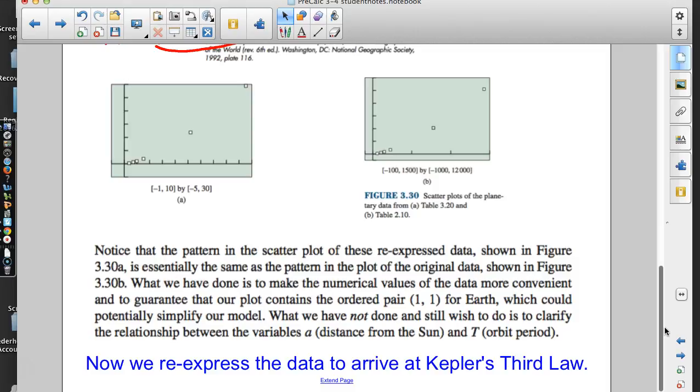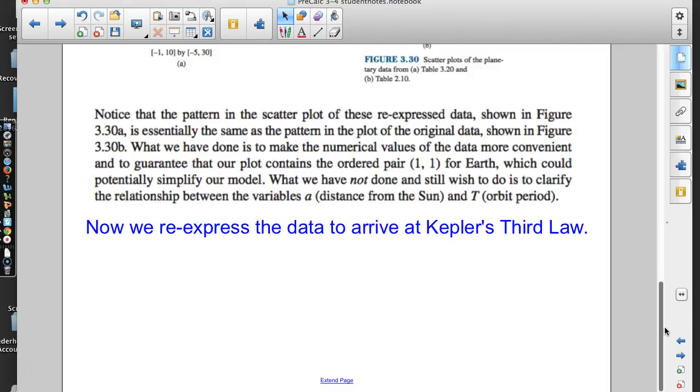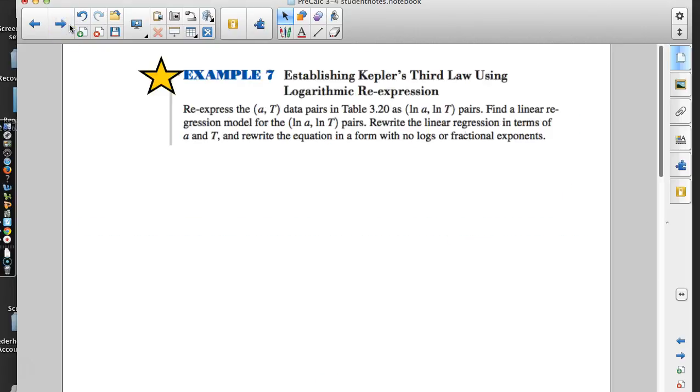That's what we're doing, and to guarantee that our plot contains the ordered pair (1, 1) for Earth, which could potentially simplify the model. Obviously, having a 1 for your frame of reference would be really nice. What we have not done and still wish to do is clarify the relationship between the variables A, the distance from the sun, and T, the orbit period. So that's what's left to do. Here's what we're going to do: we are going to re-express the data to arrive at Kepler's third law, on the next page.